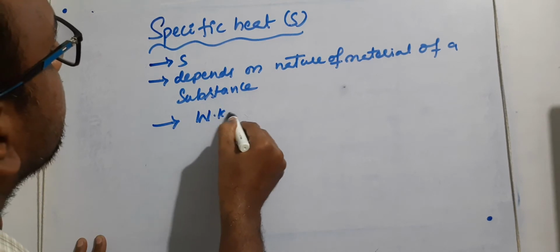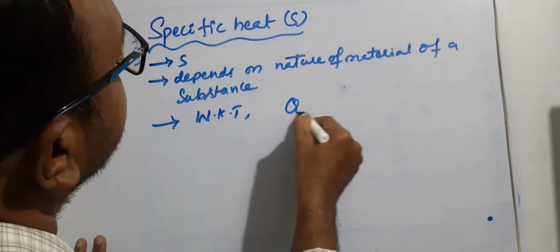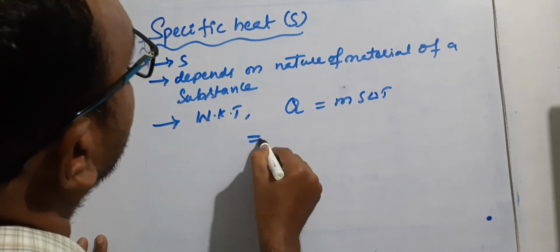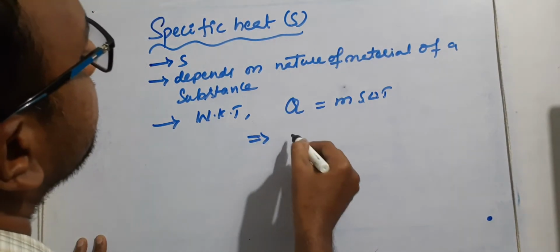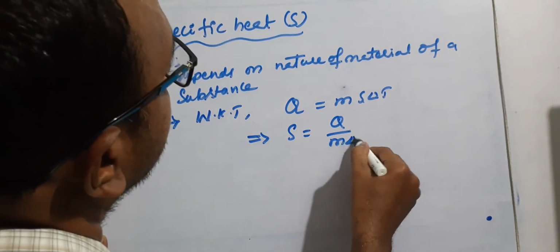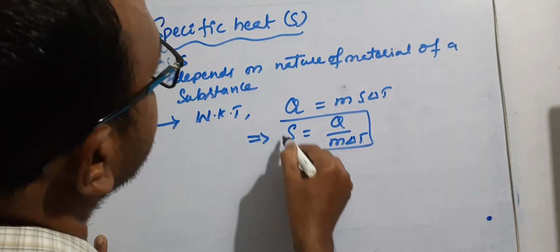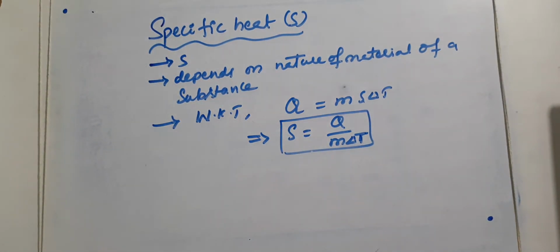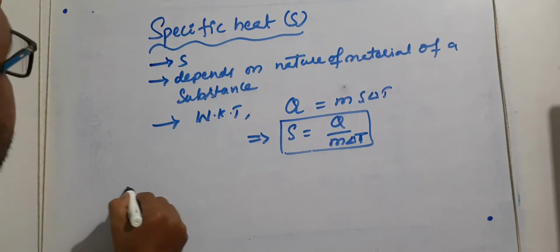We know that the loss or gain of heat energy Q is equal to m s delta T, where S is the specific heat. This implies S is equal to Q by m delta T. So this is the formula for specific heat: S is equal to Q by m delta T. So now, the units of specific heat.